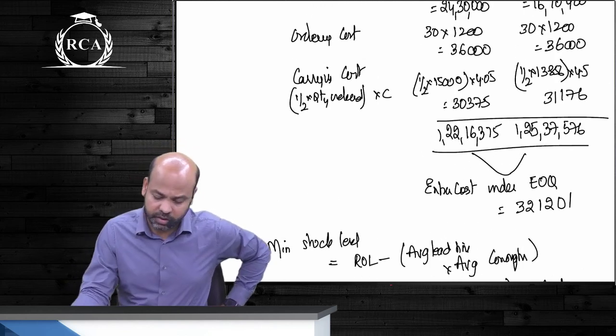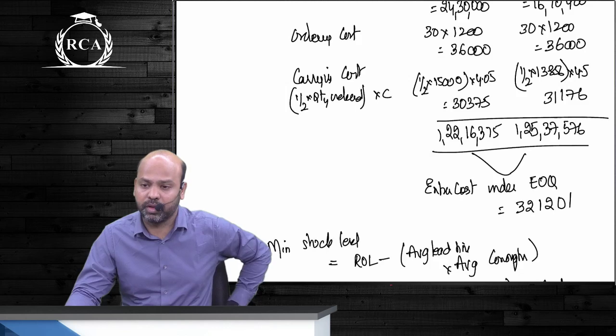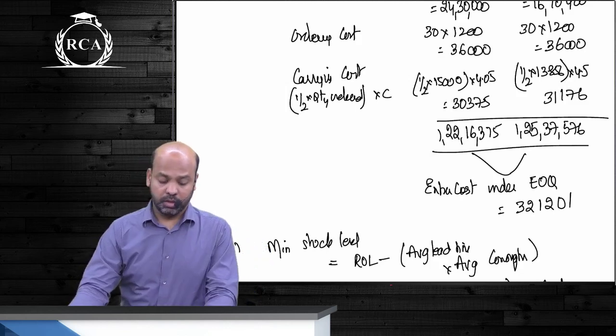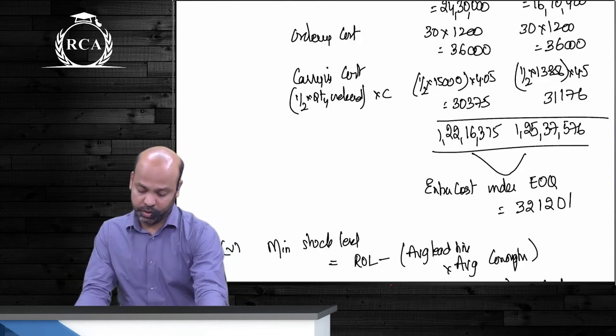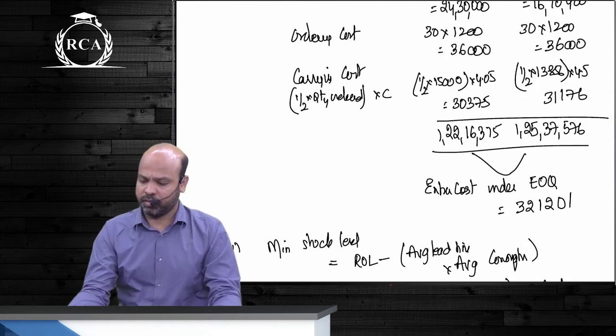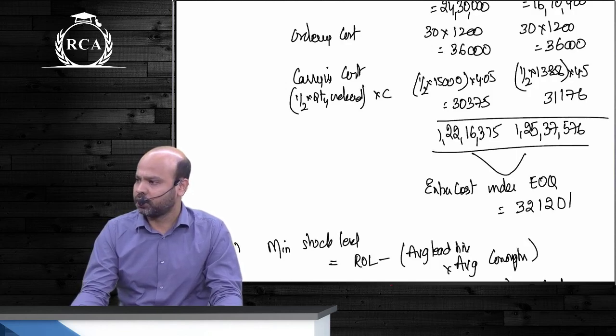Ordering cost is 36,000, carrying cost 30,375, 31,176. The additional cost under EOQ is 3,21,201 rupees. 3,21,201.